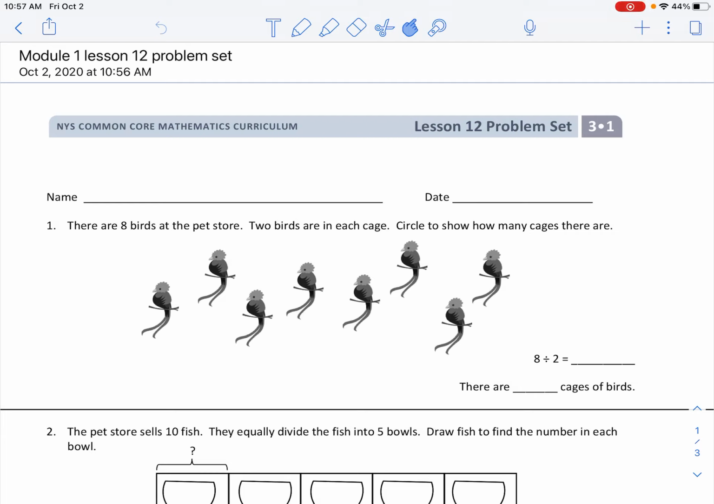Hey, third grade, we are going to go over the Lesson 12 problem set. The problem set we do together, or you can try it on your own and then check your answers against mine.